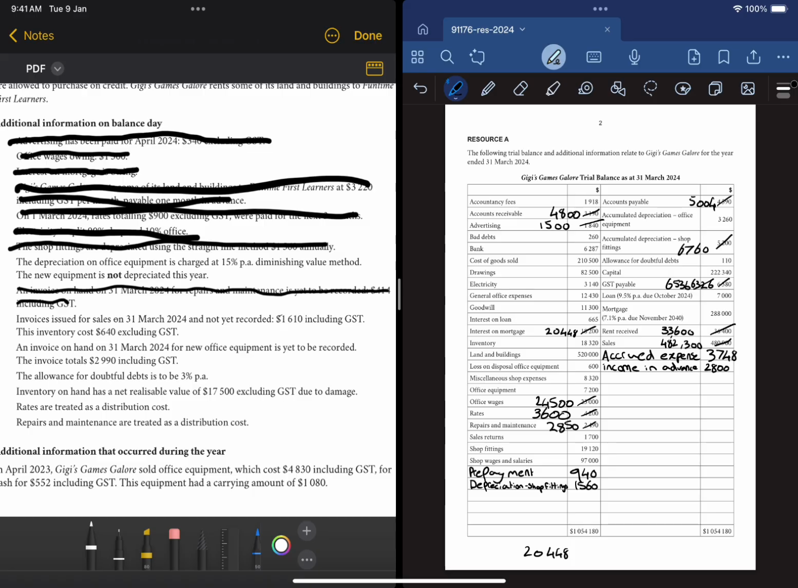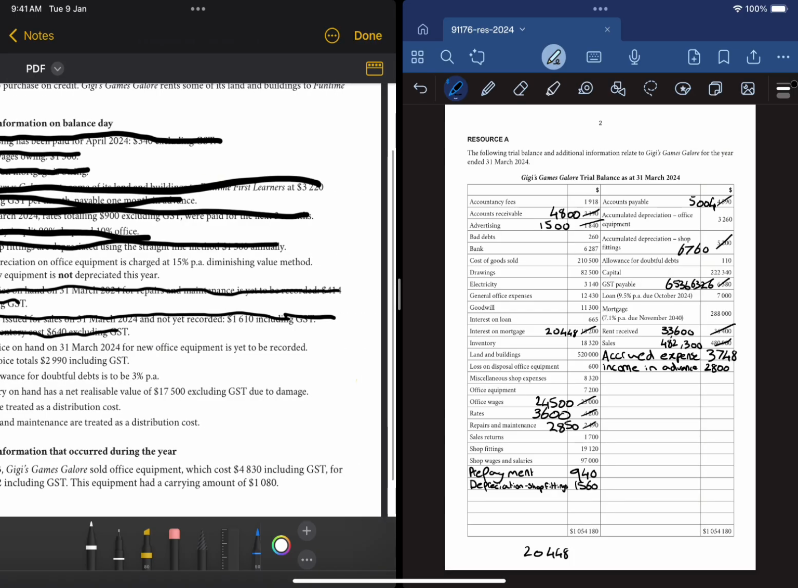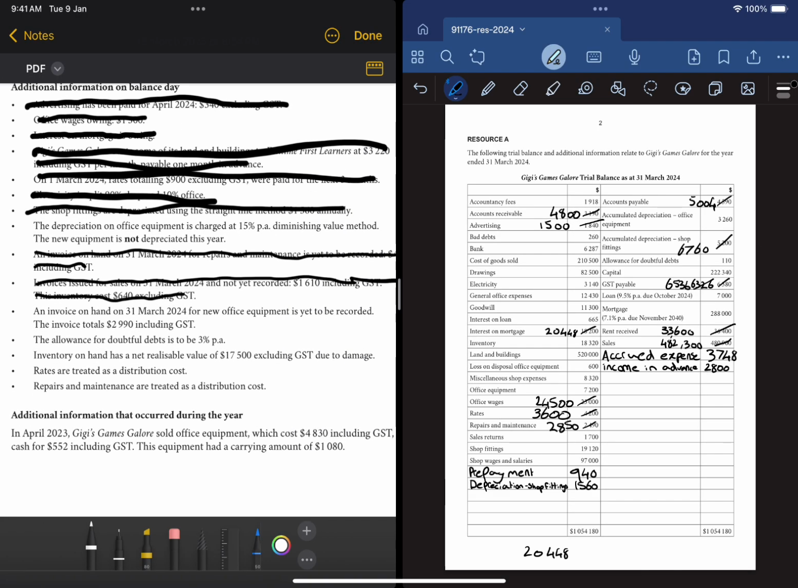So we've done our accounts receivable, our GST, and our sales. Okay, so that is that bullet point for our invoice issued done. So now what we're going to do is go on to our final one, which is looking at an invoice on hand for new office equipment.